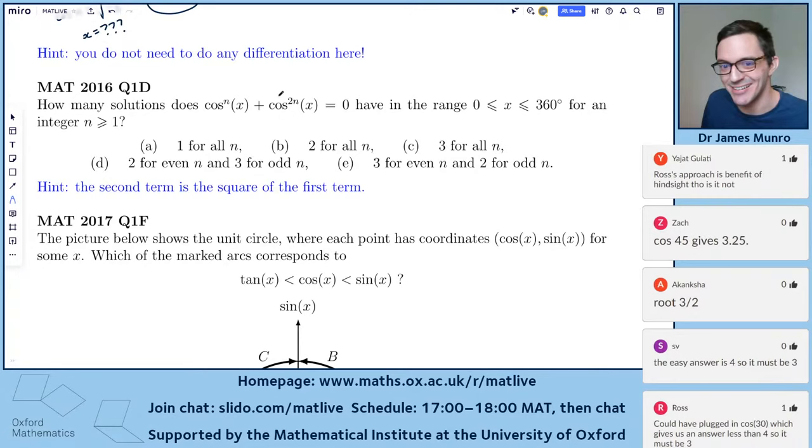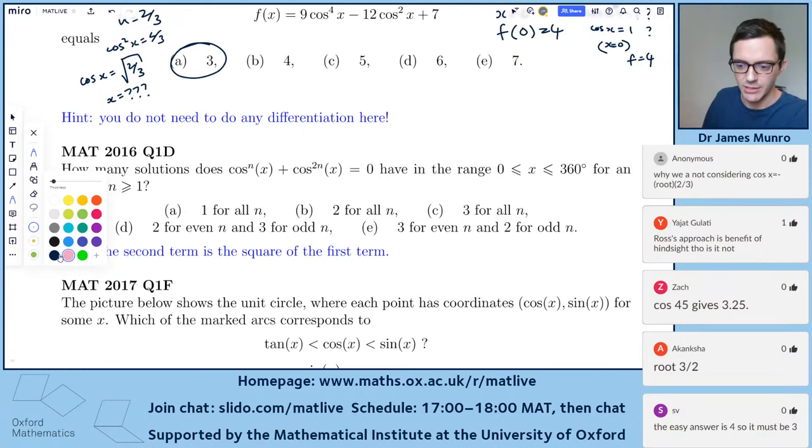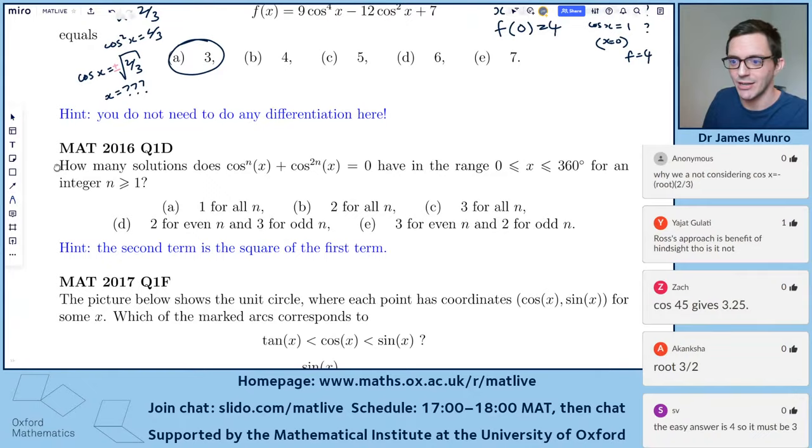So, yeah, okay. Other things. Someone says, why are we not considering cosine equals minus root 2 over 3? And you're absolutely right. That was clumsy of me. This happens also when cosine is minus root 2 over 3. You're right. So more values of x. It takes the minimum value at lots of different values of x. 4 different values of x.